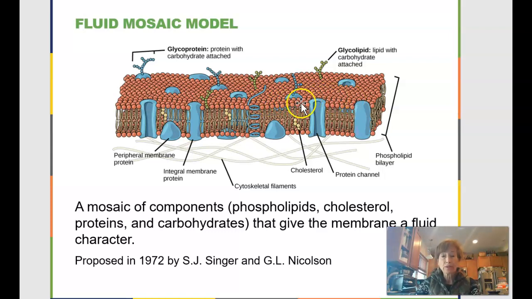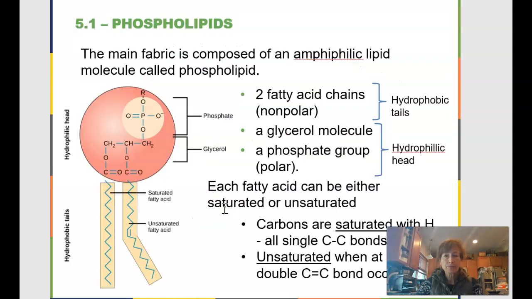That these phospholipids that you see here are all lined up together, but they aren't really adhering to one another. They aren't like bound together, so that there's movement within this membrane. The other thing is it's a mosaic because it has lots of parts sort of embedded in those phospholipids, and we're going to see what those are.